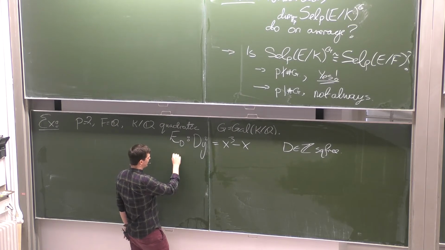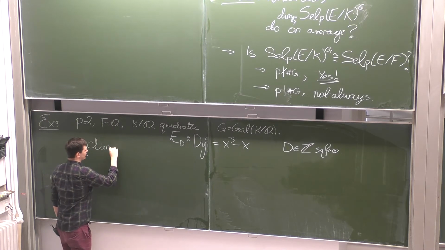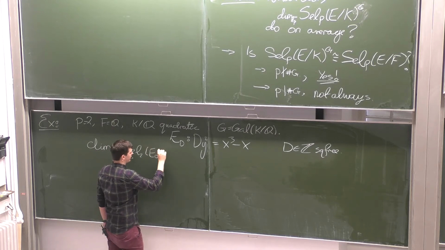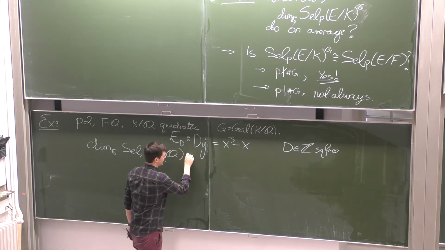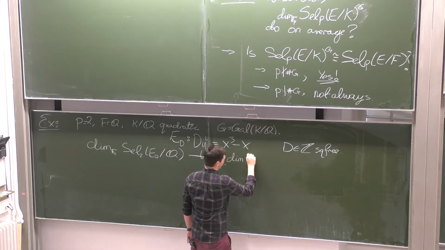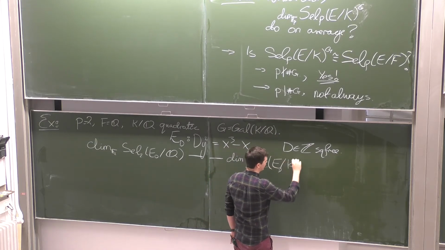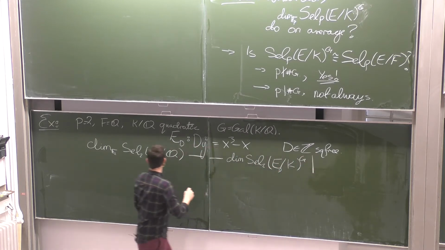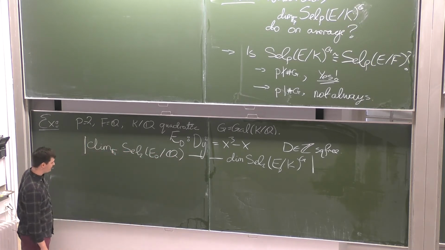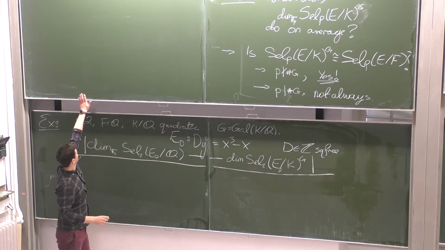So maybe I'll write this here. What is the difference between the dimension of the 2-Selmer group of a congruent number curve over the rational numbers, put the other one over here, and the dimension of the fixed space in the 2-Selmer group of a congruent number curve over K. So we want to understand how different these two things can be. Well, for congruent number curves, we can actually give an answer.